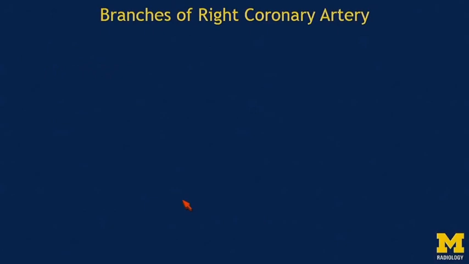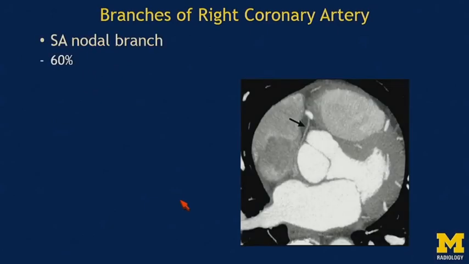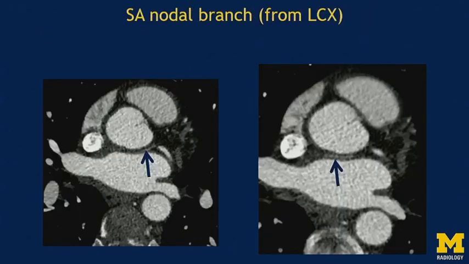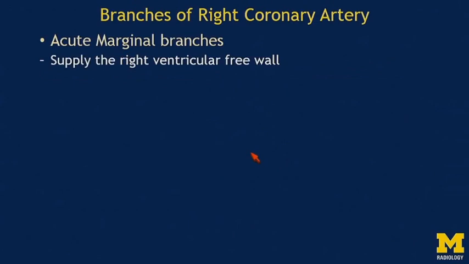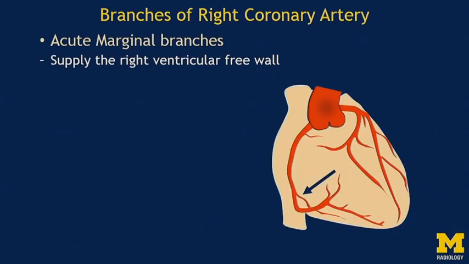Okay, so getting back on track, let's get back to the branches of the right coronary artery. After the conus branch, typically the second branch is the SA nodal branch. You can see it's coursing posteriorly, heading towards the sinus node, and this happens in about 60% of the individuals. In the others, you can also see the SA nodal branch arising from the circumflex, which you can see here coursing retroaortic. One of the most important branches is the acute marginal branches, which supply the right ventricular free wall.